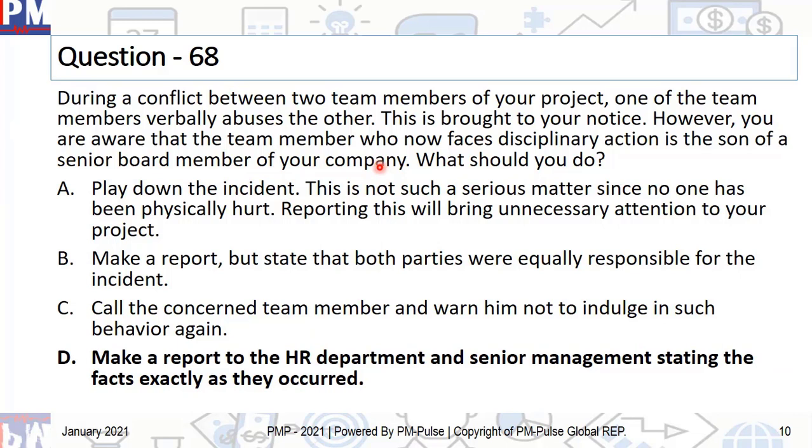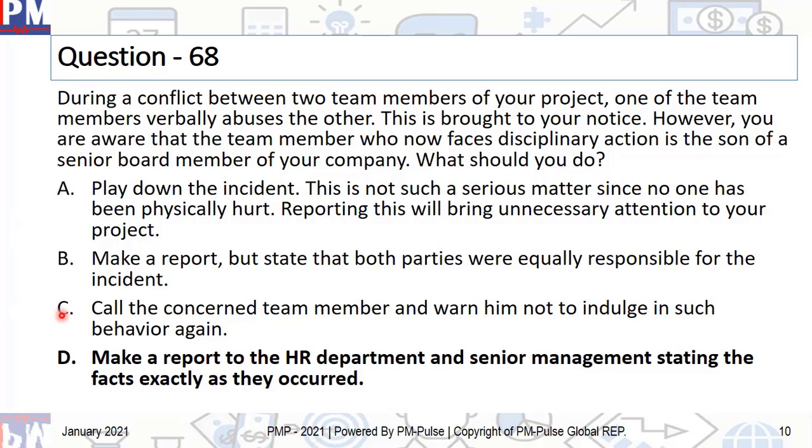See, senior person or no senior person, relation of a big guy, small guy, doesn't matter. As a professional, you have to follow the processes of the organization. And if in your organization, and I'm pretty sure it's there in most companies, verbally abusing somebody may even be liable to termination. So your job is to make a report to the HR department and senior management stating facts exactly as they occurred. And then they will take the decision. Your job is to inform and bring it to the notice of the right people.